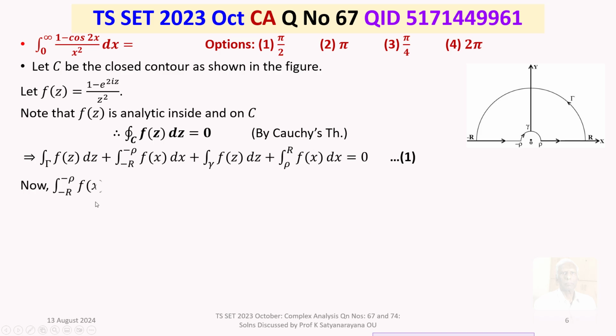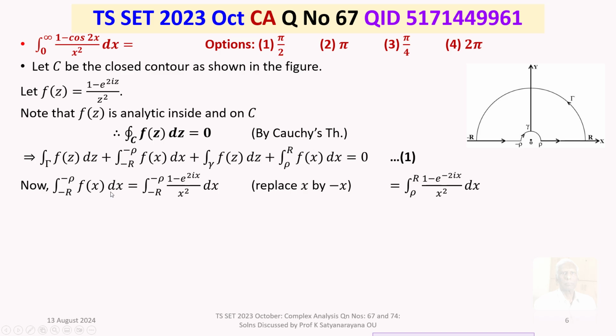Right. Now, we consider the integral from minus R to minus rho of f of x dx, where f of x is (1 minus e to the power of 2ix) by x square. Now replace x by minus x in this. The integral becomes the integral from rho to R of (1 minus e to the power of minus 2ix) by x square dx. Agreed.